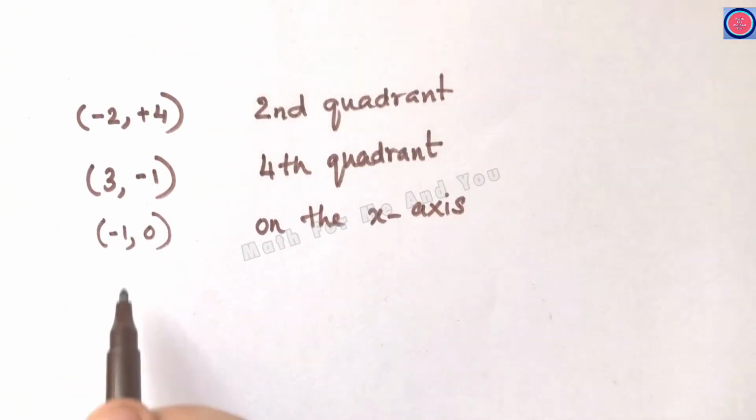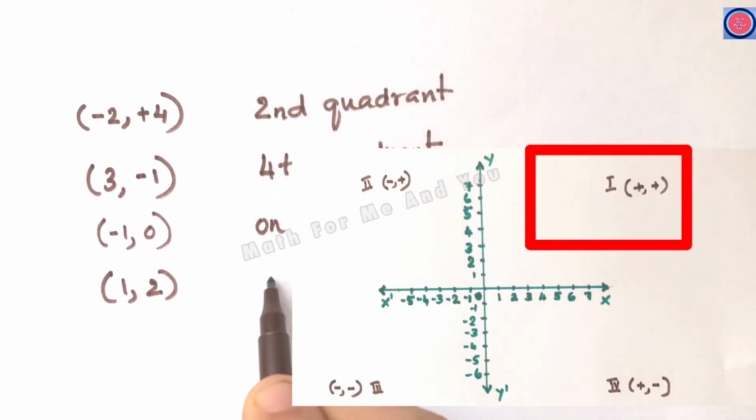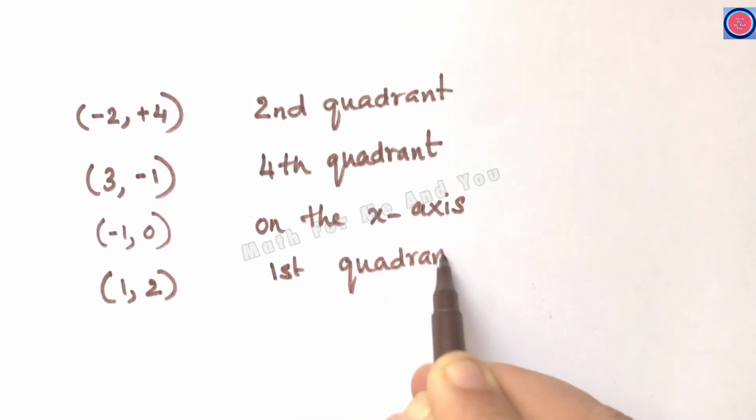In our question, the next given point is (1, 2). Positive x number and positive y number. Positive, positive. So the point belongs to the first quadrant. Next we are going to locate this point on the Cartesian plane.